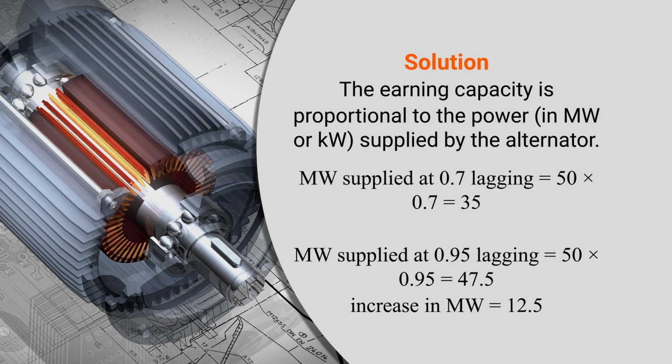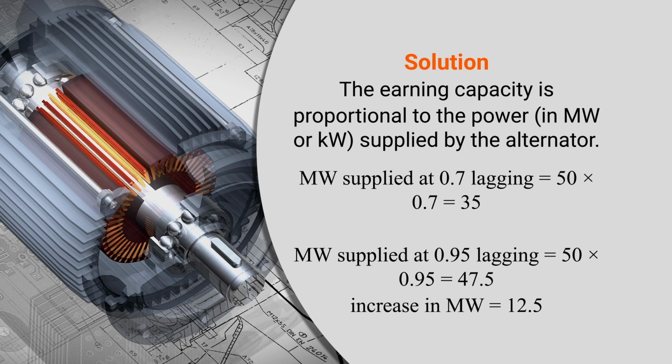So megawatt supplied at 0.95 lagging can also be calculated. It can be written as 50 multiplied by 0.95, it comes to 47.5. So here you can note down that when this alternator was running at 0.7 power factor lagging, it was able to generate only 35 megawatt power. But when the power factor is improved, that means when this alternator is running at 0.95 lagging, it has the capability to generate 47.5 megawatt power. That means the generation capacity of this alternator has increased.